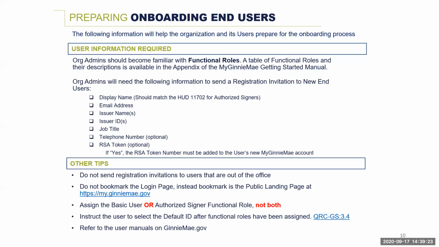That registration invitation expires after 24 hours. So if they're not in the office to retrieve the invitation link, or don't have access to their email to be able to retrieve the invitation link, it doesn't do you any good to send that invitation. So don't send invitations to people who are out of office.